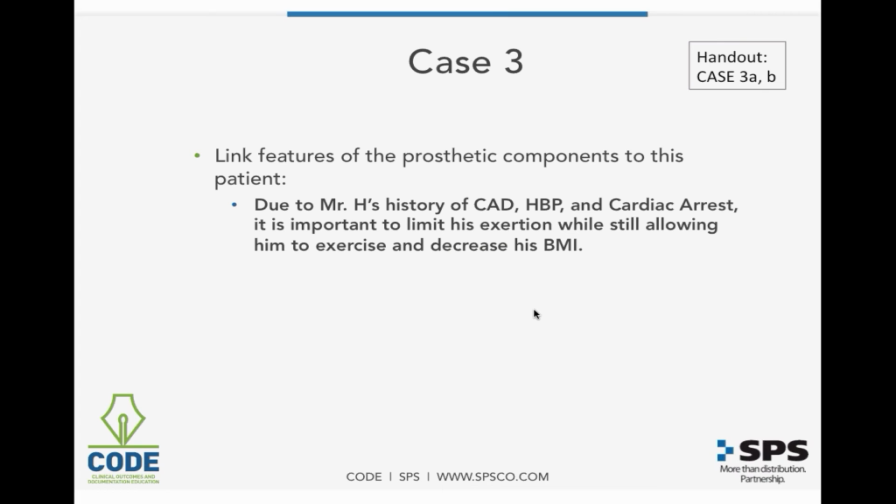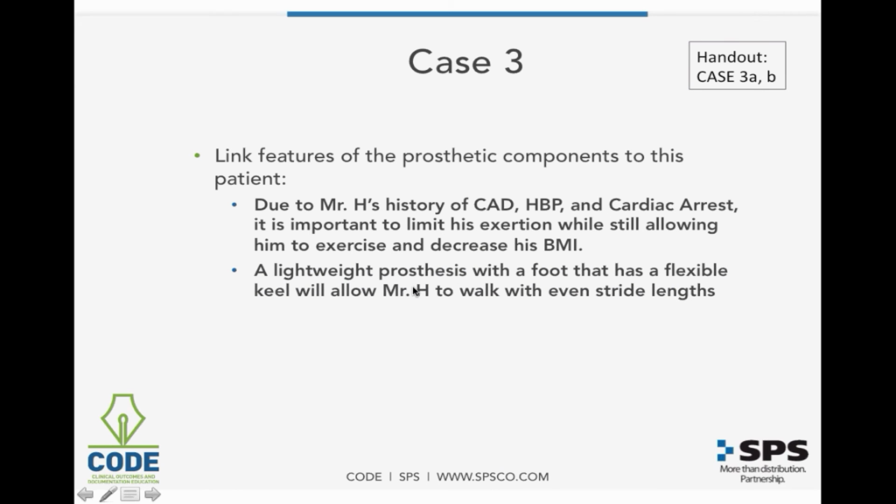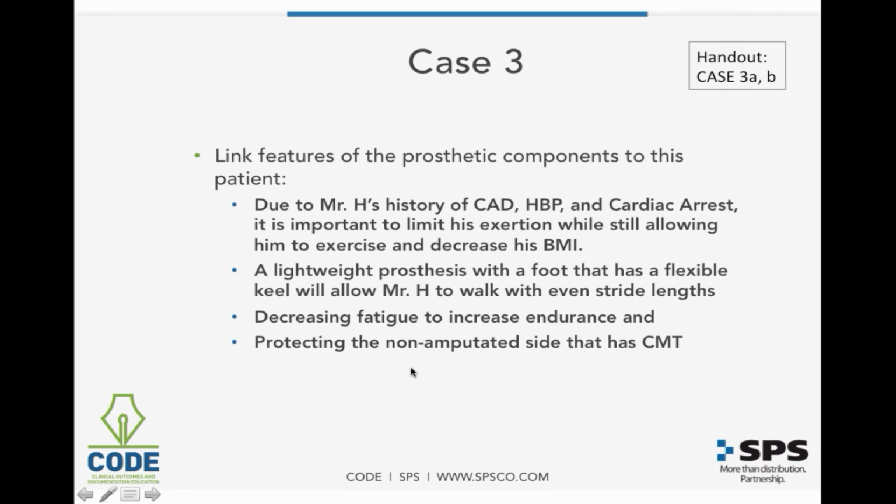So in designing a prosthesis, it's really important that we limit his exertion, but still allow him to be active. How do we do that? We do that by making a lightweight prosthesis and making sure that the foot has a flexible keel. This will allow him to have more even stride lengths and exert less when he's rolling over the toe, right? That will lead to decreased fatigue, increase his endurance, and then we can protect the non-amputated side.